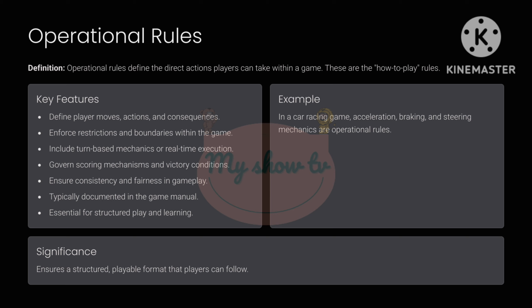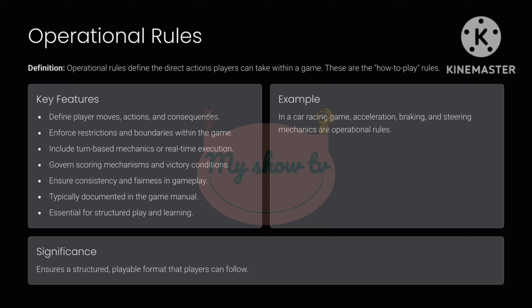4. Govern scoring mechanisms and victory conditions. Every game has a scoring or ranking system. In soccer, goals determine the winner, while in an arcade game, points might be the deciding factor. 5. Ensure consistency and fairness in gameplay. Rules ensure fairness, preventing one player from gaining an unfair advantage. In competitive gaming, standardized rules help maintain balance.